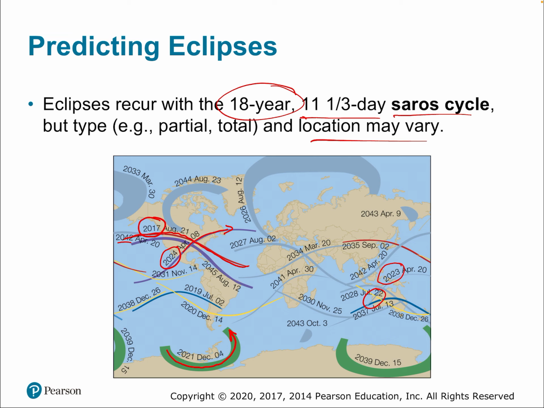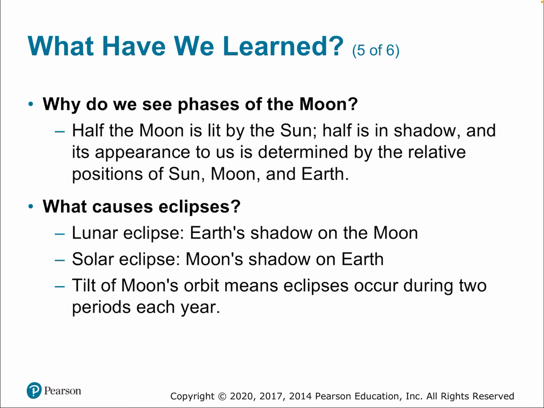Notice the paths of totality also vary in thickness, and that's just due to how close the moon is to or away from the Earth. So in summary, what have we learned? Why do we see phases of the moon? Well, we learned that half the moon is always lit by the sun. Half of it is always in shadow. Okay, and its appearance to us is determined by the relative position of the sun, moon, and the Earth, whether we're seeing that illuminated half or not, because it might be facing away from us in the case of a new moon, when the moon rises and sets with the sun.